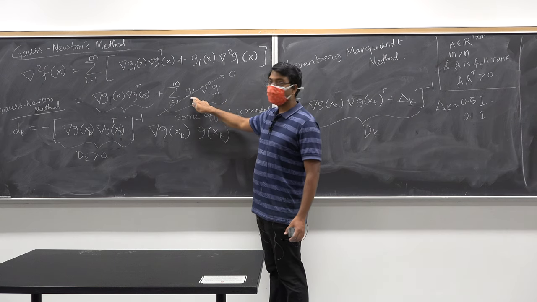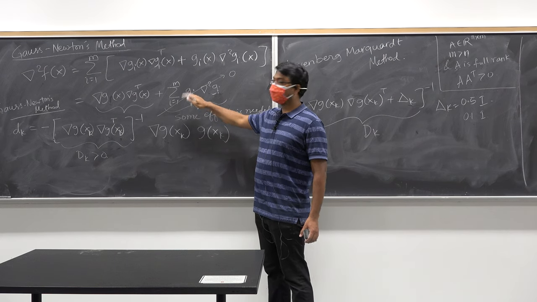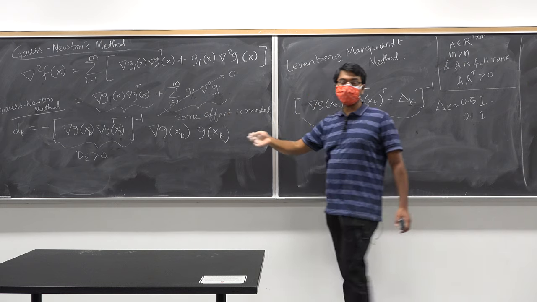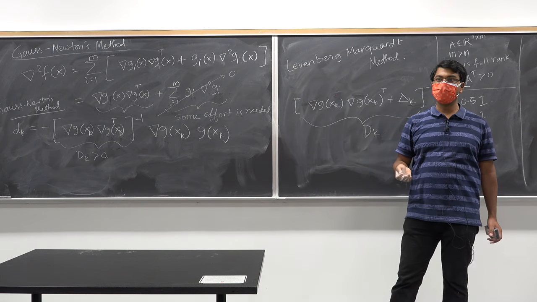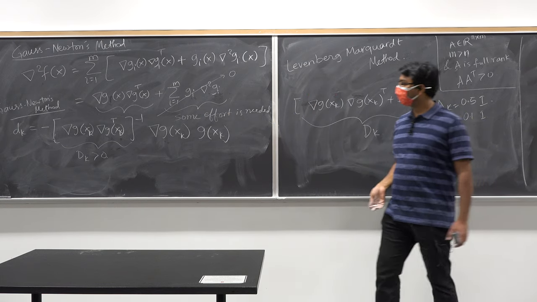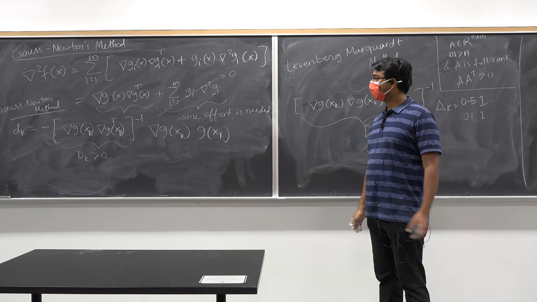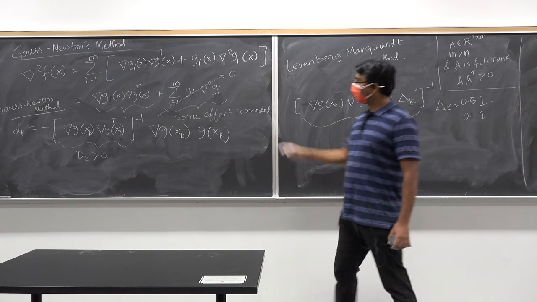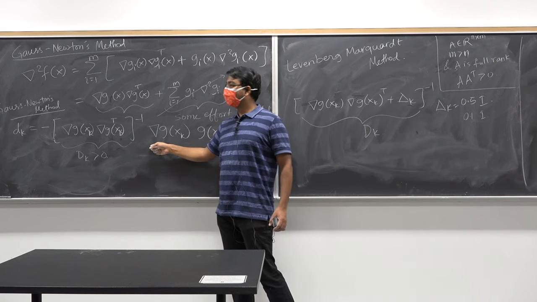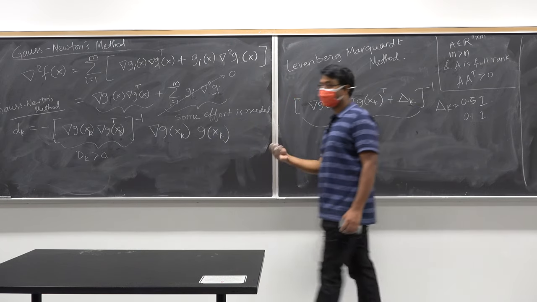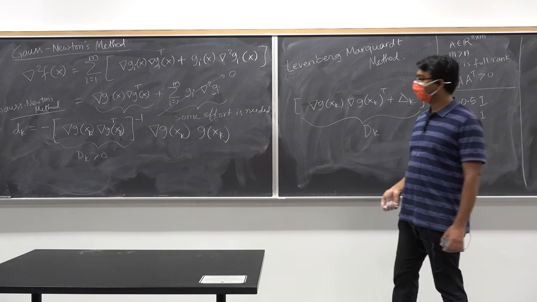So when gi is a linear function, which is the case in what is known as linear regression, has anyone heard of linear regression before? A lot of people do linear regression day in and day out. It's a very fundamental tool in statistics and machine learning. So in linear regression, this is exact Newton's method. This is not an approximate Newton's method, this is exact.